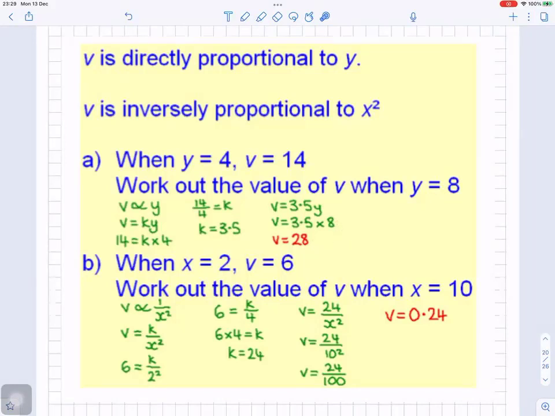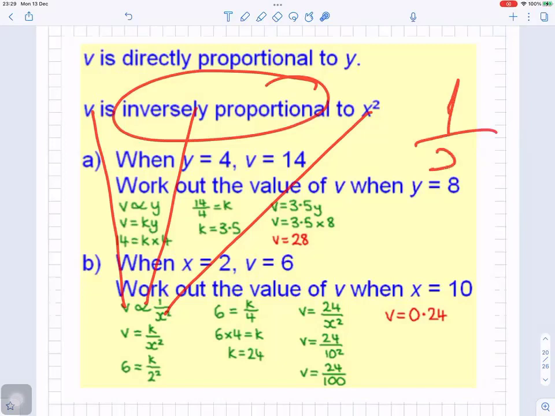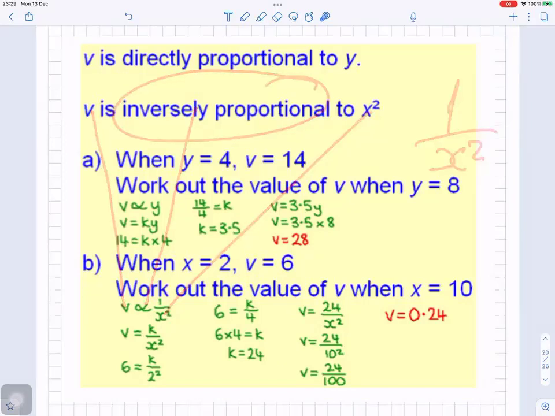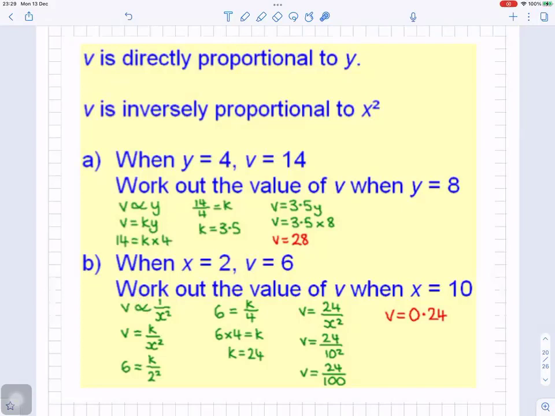Part B, when x equals 2, V is equal to 6. Work out the value of V when x equals 10. It says that V is inversely proportional to x squared. Inverse means 1 over x squared. Inversely proportional to x squared. So V is inversely proportional to 1 over x squared. Replace the inverse proportional with equals k. So V is equal to k times 1 over x squared, which is the same as k over x squared.